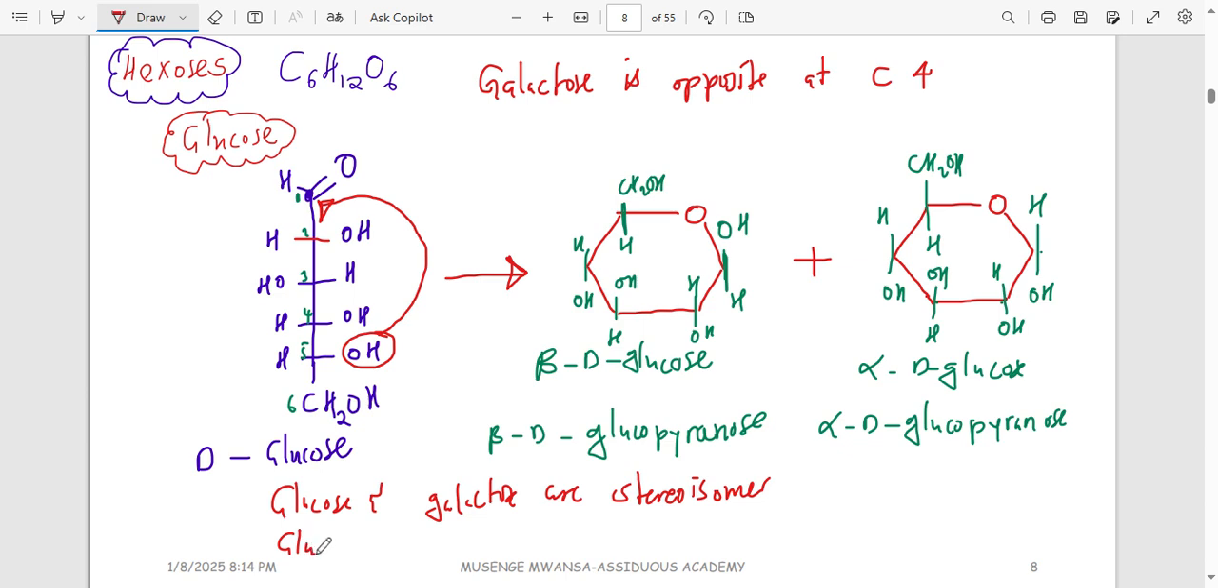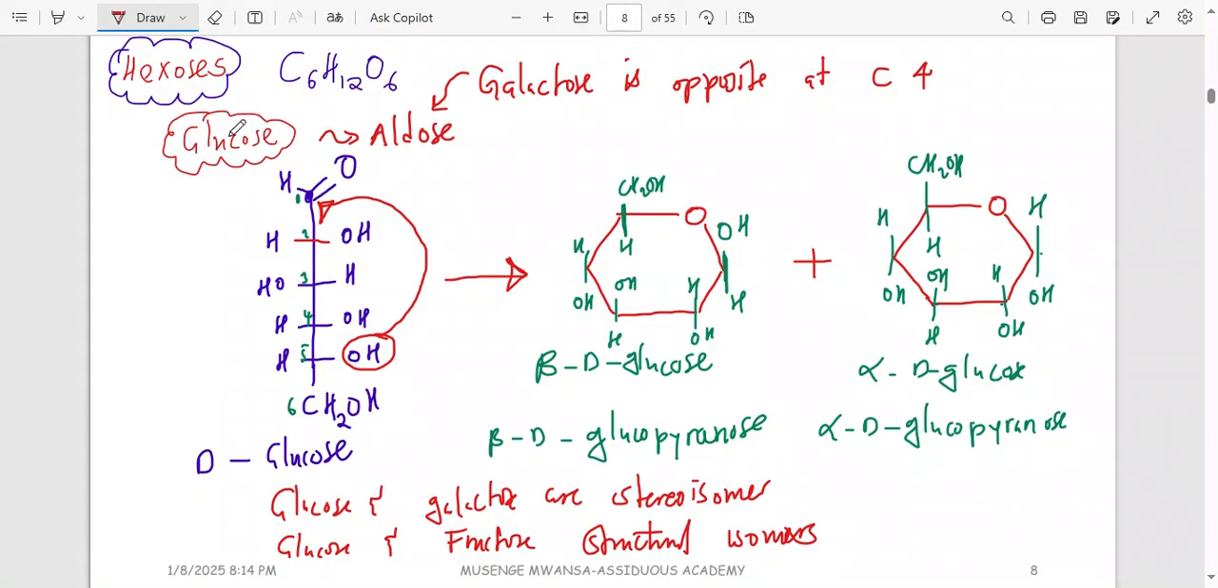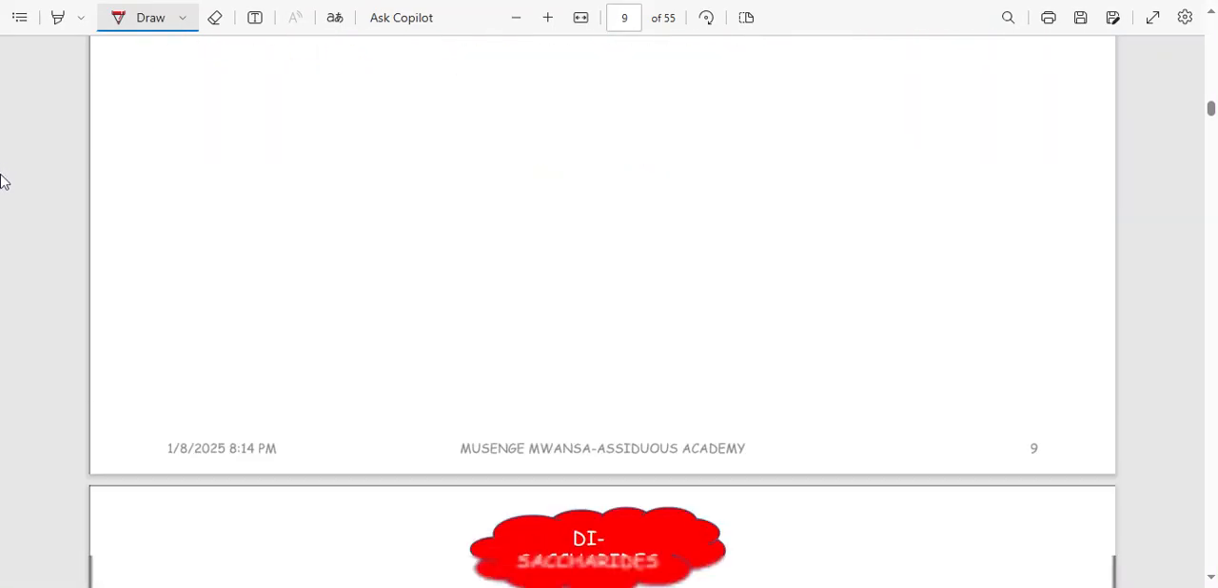But when you look at glucose and another hexose sugar, which we call fructose, these ones are actually known as structural isomers. Why are they structural isomers? Because they totally have different structures. Glucose is an aldose sugar. Same with galactose. These two are aldose sugars. But when you look at fructose, it is not an aldose sugar. Instead, it is a ketose sugar. Okay, that's a difference. So now let's talk about the structure for fructose.